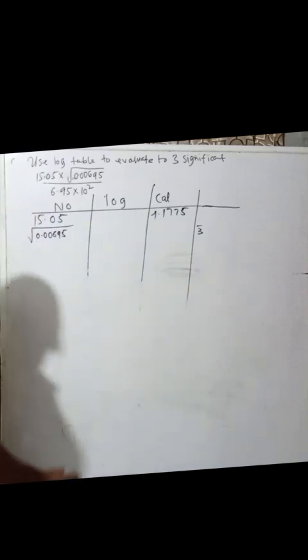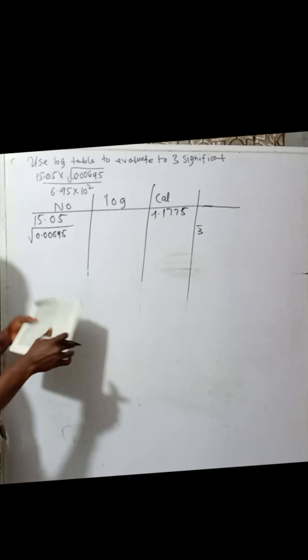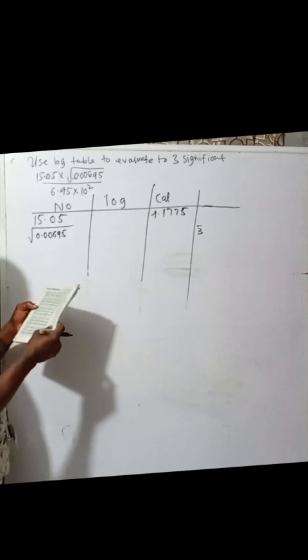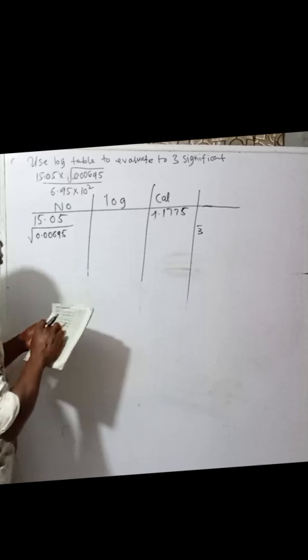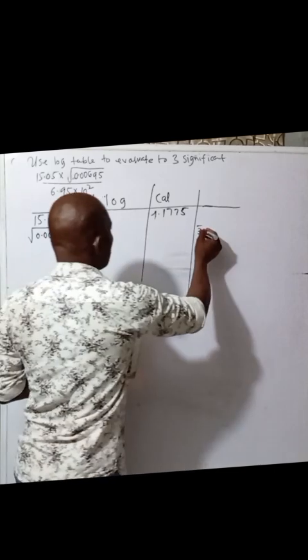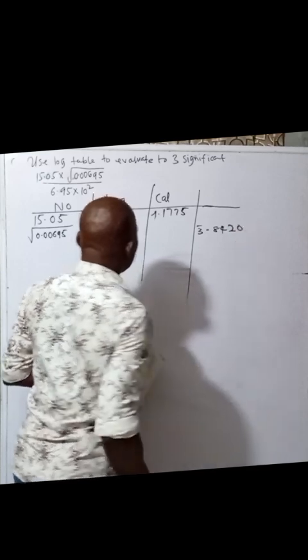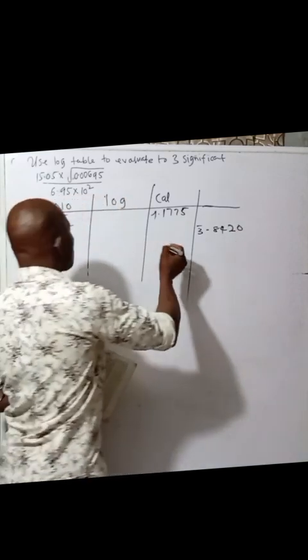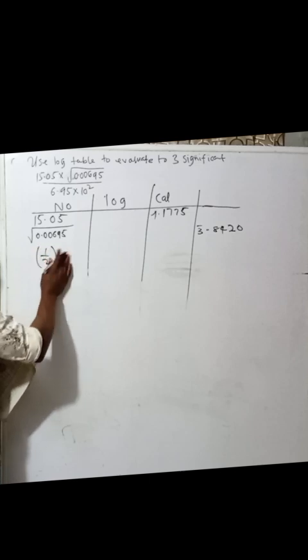So we're going to look at 69 in the logarithm table. 69 under 5. Log 69 under 5 is 8420. There's no other number here, so no difference. Because of this square root, it means raised to power half.